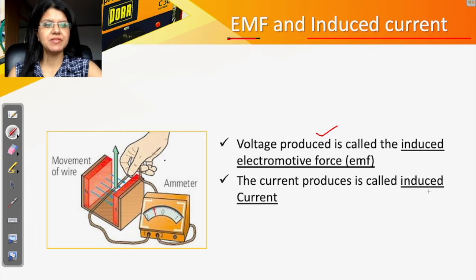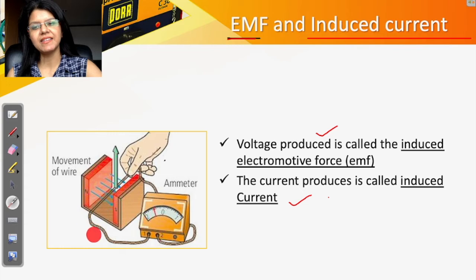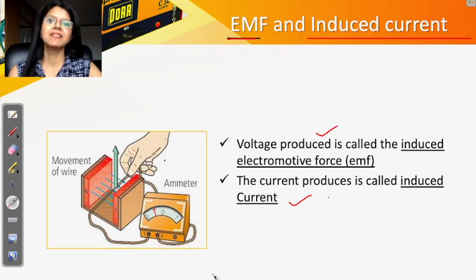The current produced is called the induced current. Let us understand these terms bit by bit. So why is there a current flowing in this wire? A current flows whenever there is a potential difference created in the circuit. If there is no potential difference across the pieces of wire, the current will not flow.